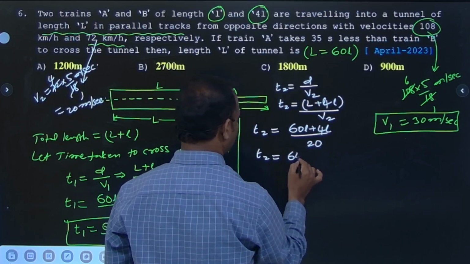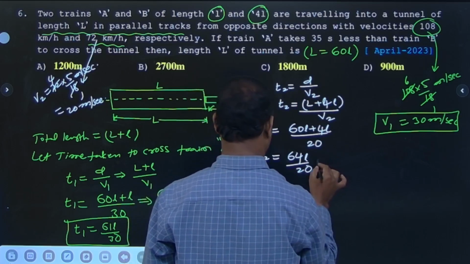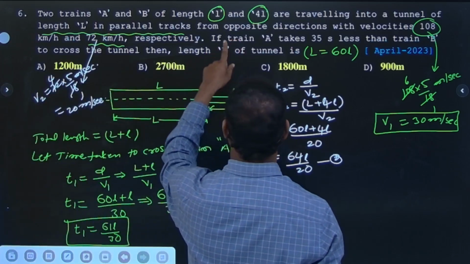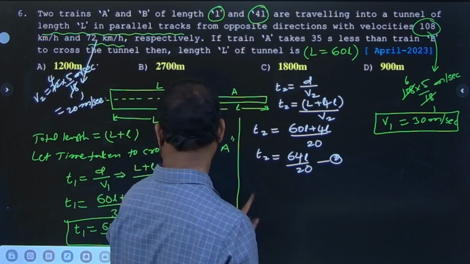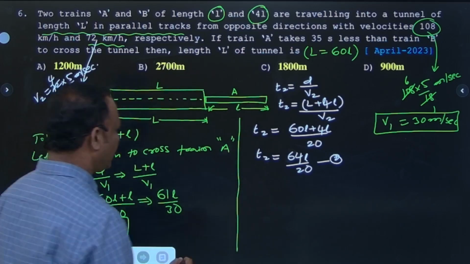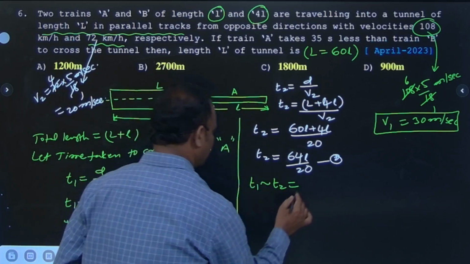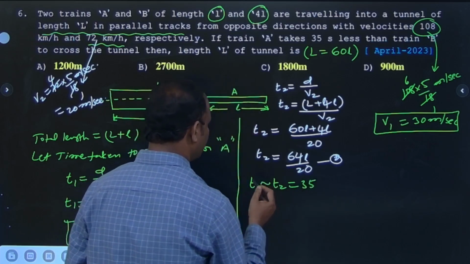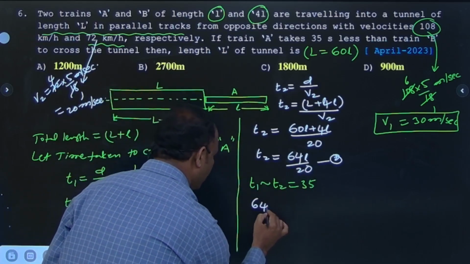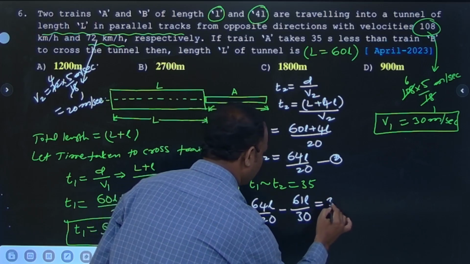T2 equals 64l by 20, and 60l plus l is 61l for T1. The time gap, T2 minus T1, is given as 35 seconds. So 64l by 20 minus 61l by 30 equals 35.